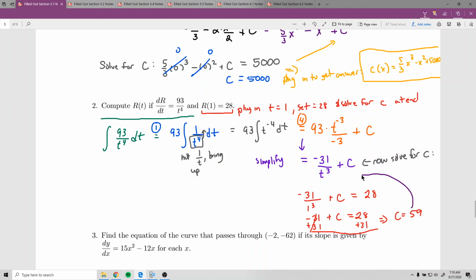Right, so all we do here, like last time, we figured out our c, plug it in, and that is our answer. I'm going to write the answer over here in all this empty space. So r of t equals negative 31 over t cubed plus c, which was 59.